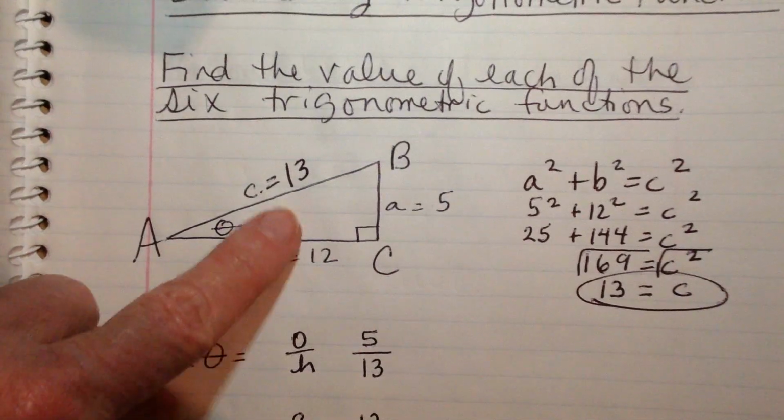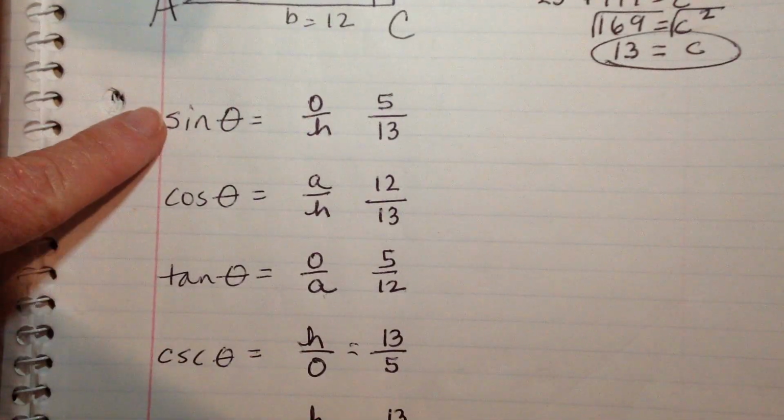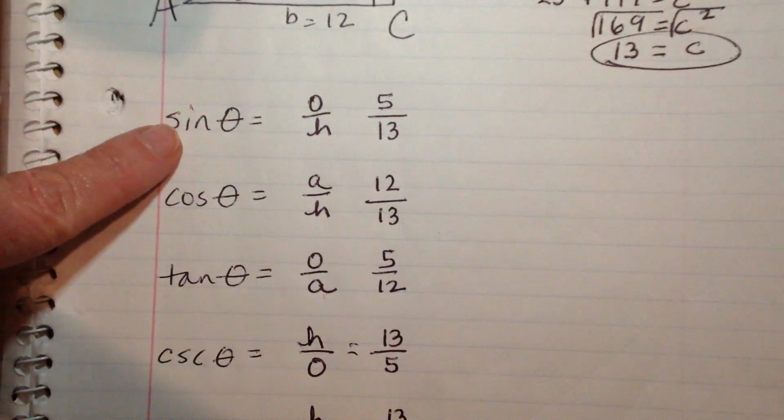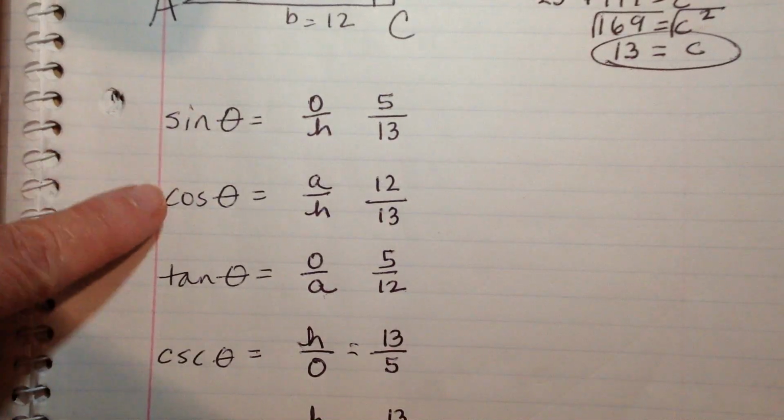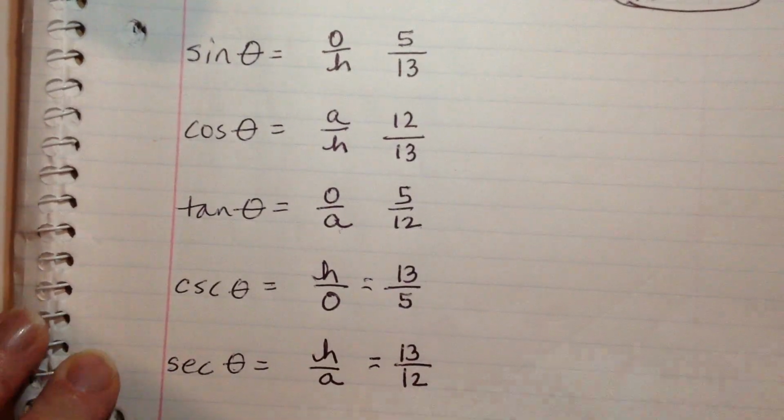So we have used the Pythagorean theorem to find the missing side, and we have used our formulas to find sine, cosine, tangent, cosecant, secant, and cotangent.